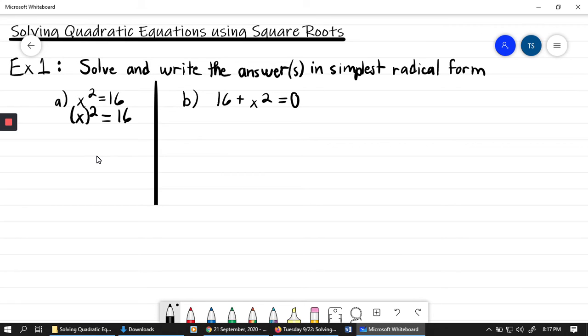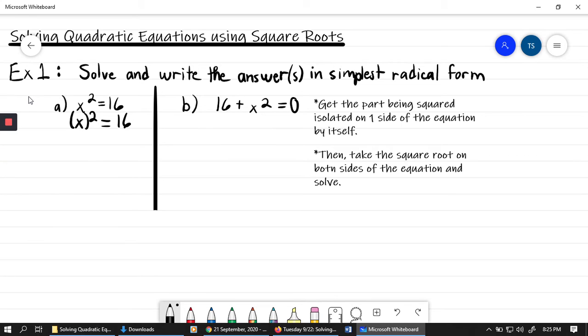So again, before you start trying to take any square roots, you have to make sure that the part that's being squared is completely by itself. And in part A here, it is. So after that, what you should do is actually take the square root. Once you have the part that is being squared by itself, isolated on one side of the equation, then is when you can take the square root on both sides and solve.